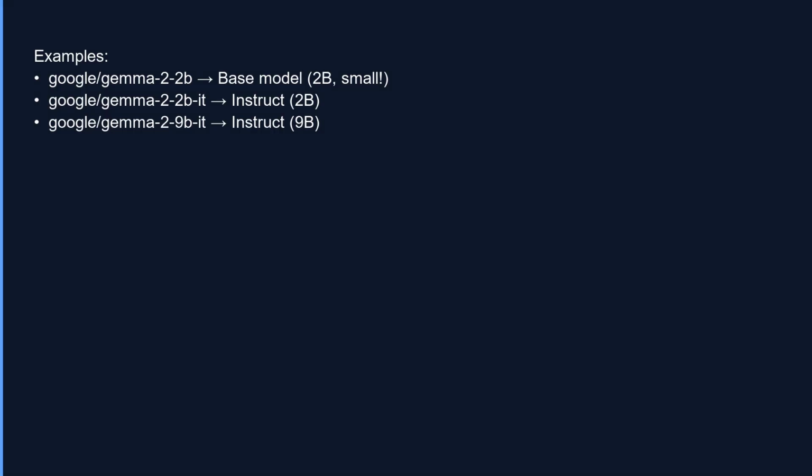Examples: Google, Gemma 2, 2B, base model, 2B, small. Google, Gemma 2, 2B it, instruct 2B. Google, Gemma 2, 9B it, instruct 9B.